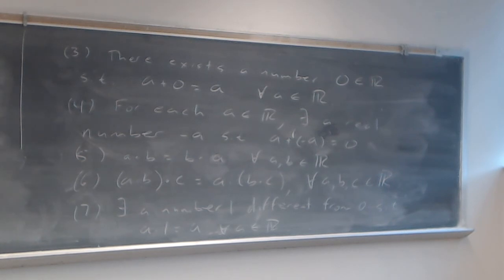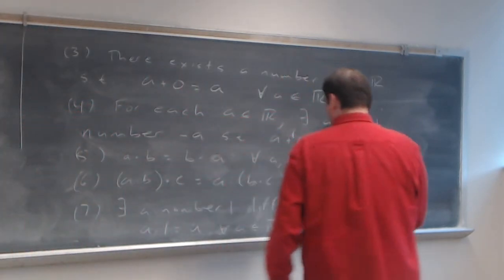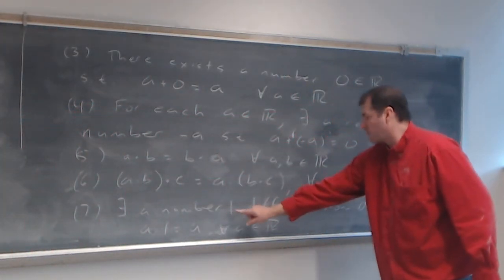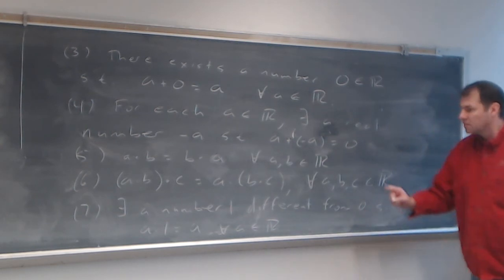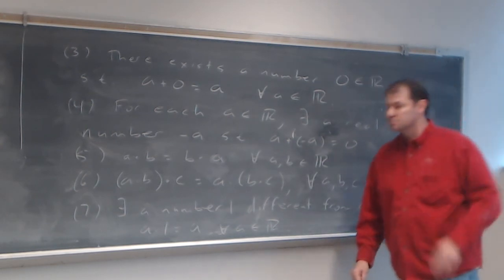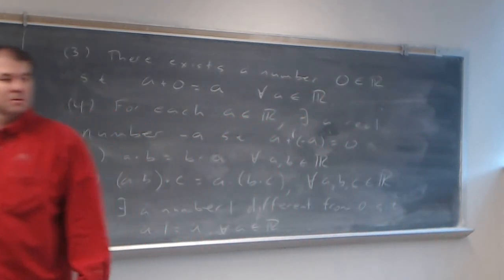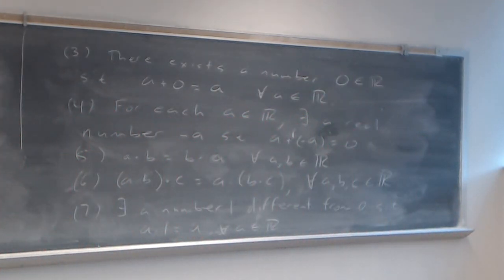Now, is that 1 or such that? On 7. So here, there's a number 1, different from 0, such that A times 1 is equal to A. The "such that" in set notation, right? Yes, that's what we're thinking of. So that is a 1. Yes, I see what you're asking.